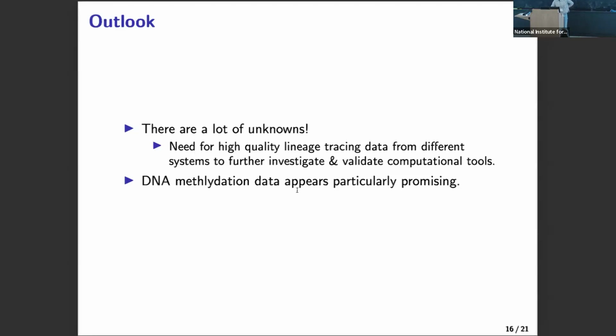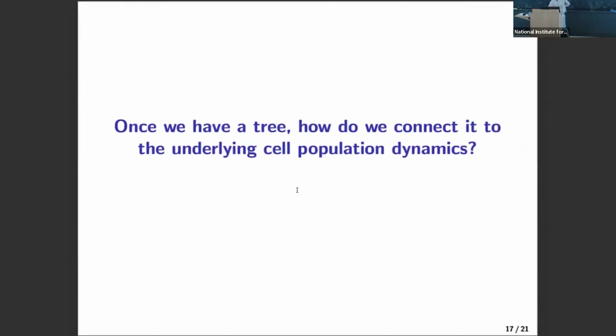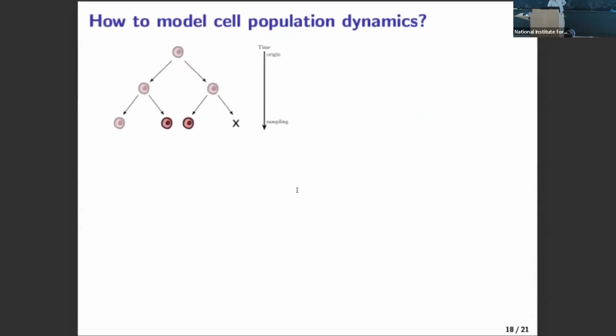From there, I just want to talk about another project that I've been working on that's related, which is a phylogenetics problem. So once we have the tree, or suppose we have data that reflects the lineage, how do we connect this to the underlying cell population dynamics?